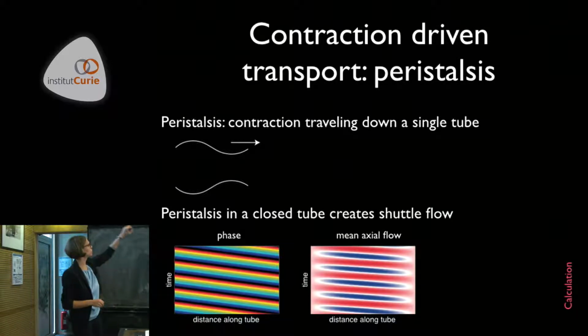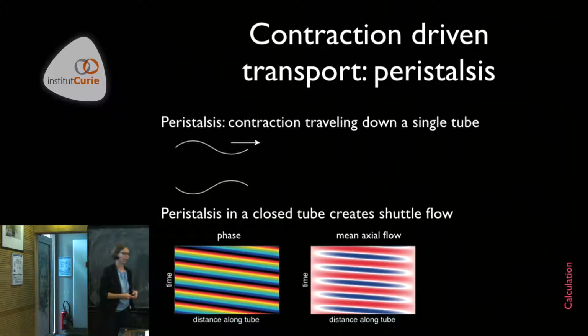So we have a contraction that's traveling down. Here I show you the phases of a peristaltic tube. This is along the tube, and this is now over time. You see these traveling waves going through. And that's a tube that's closed. And so the flow goes down at the boundaries. And here in between, you see now in red and blue, that's the flow velocity, red going to one side, blue to the other. And you see the shuttle flow.